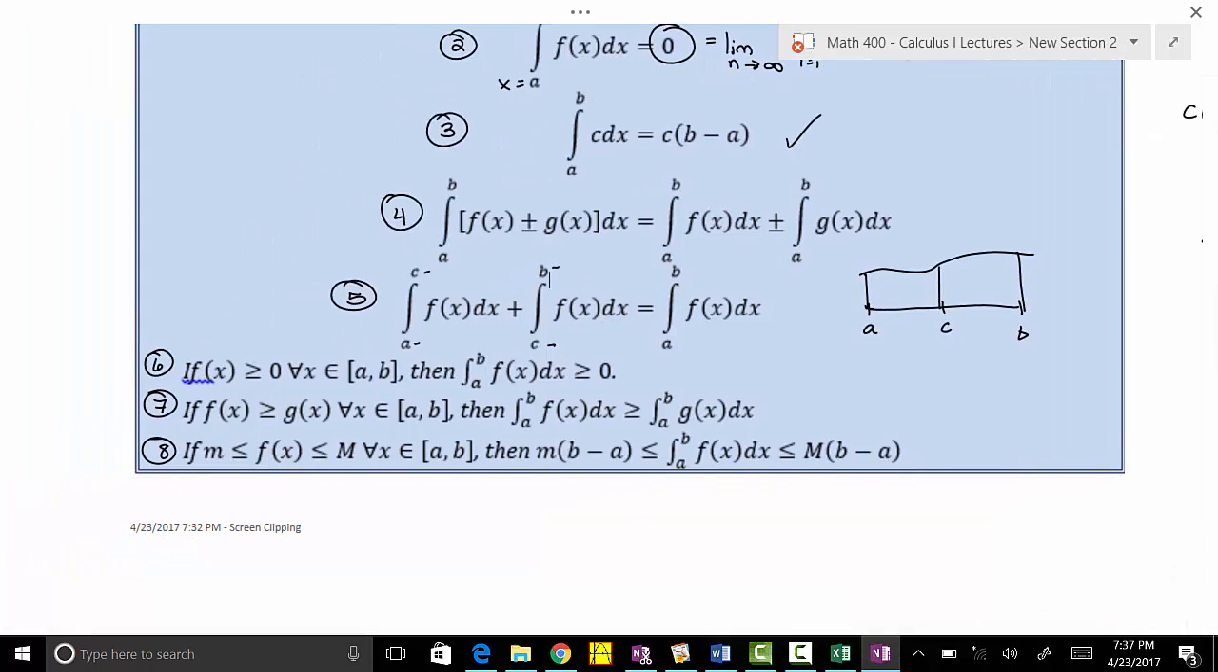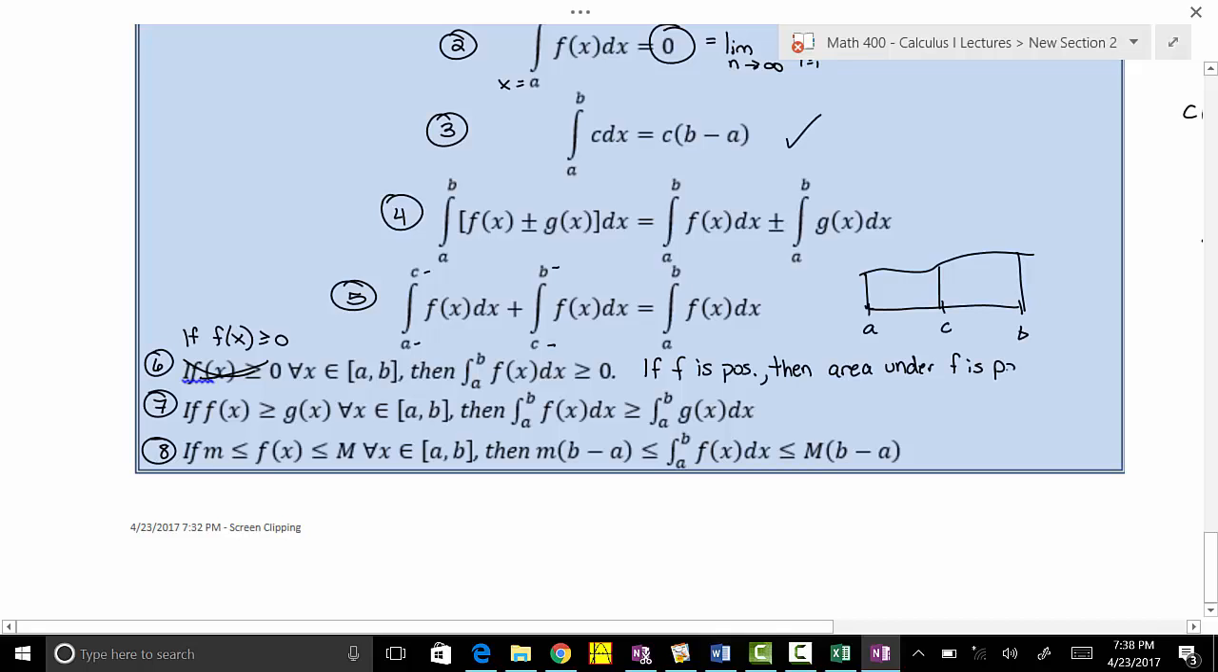Actually, 6 should not be too terrible either. That's supposed to say if f of x is positive. So if f of x is positive or non-negative for all x on the interval, then the area underneath f should also be positive, right? So if you could write that down, if f is positive, then area under f is positive, right? If it's above the x-axis, then you have a positive area.